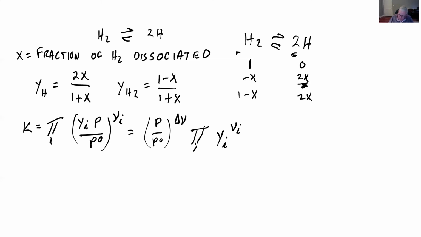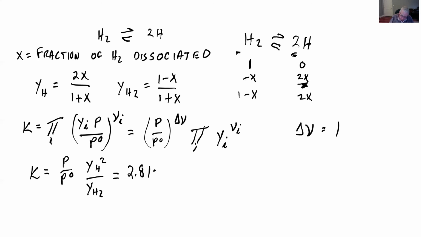In our case, we have delta nu equal to 1, because as we react, we go from 1 mole to 2 moles, right? So the change in nu from one side to the other is we've picked up 1 mole. That gives us that K, our equilibrium constant, is equal to P over P0, y_H squared over y_H2, right? And we know that's equal to 2.815 times 10 to the minus 6, because that's what we found at the end of all that calculating.